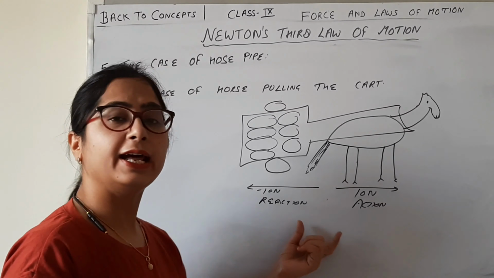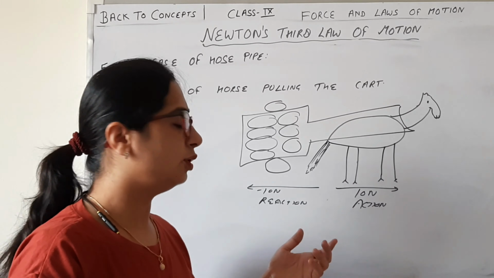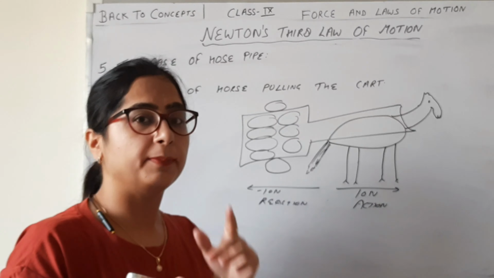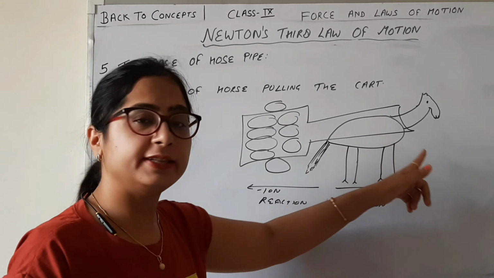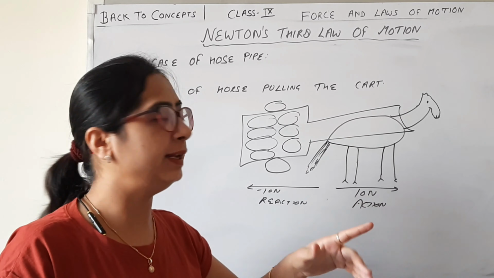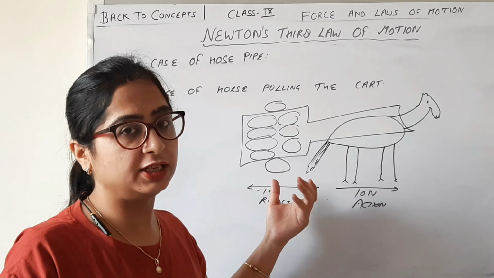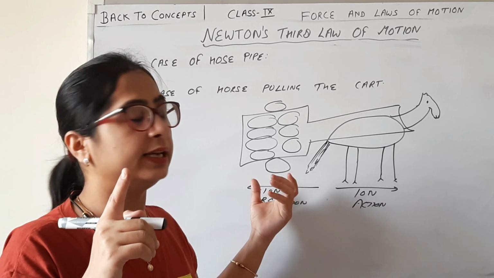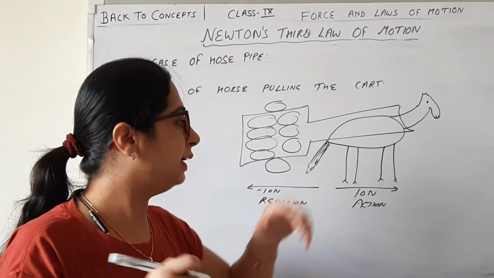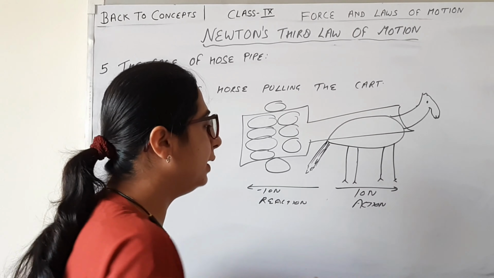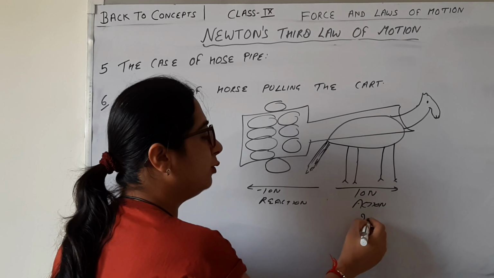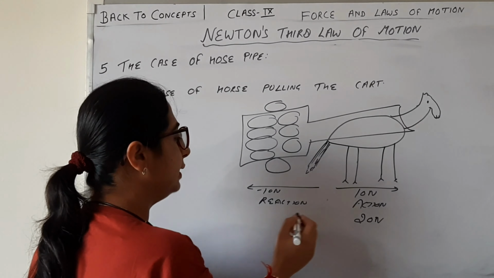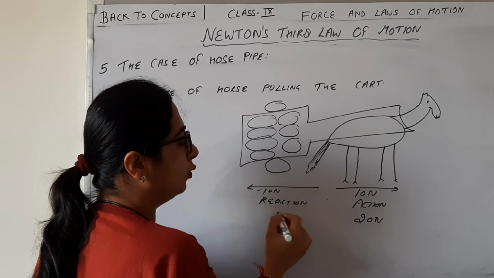So this looks like a balanced force. So the cart can't move, but it can move if the horse is able to overcome the frictional force of the ground on the cart. That's the only case in which the cart will move. Means if the horse is able to apply 20 Newton force on this cart, in this case the cart will move.